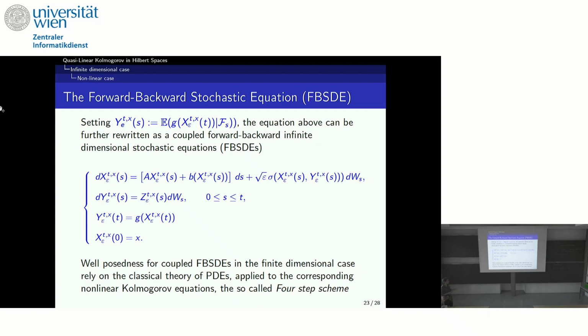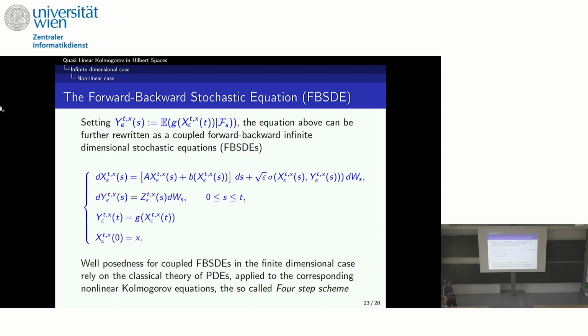So the scheme usually works like that. You want to solve your forward-backward system, you write down the Kolmogorov equation that is quasi-linear, you use the results by Ladyzhenskaya and others to solve it, you get a classical solution in order to perform the Ito formula, and then you come back.